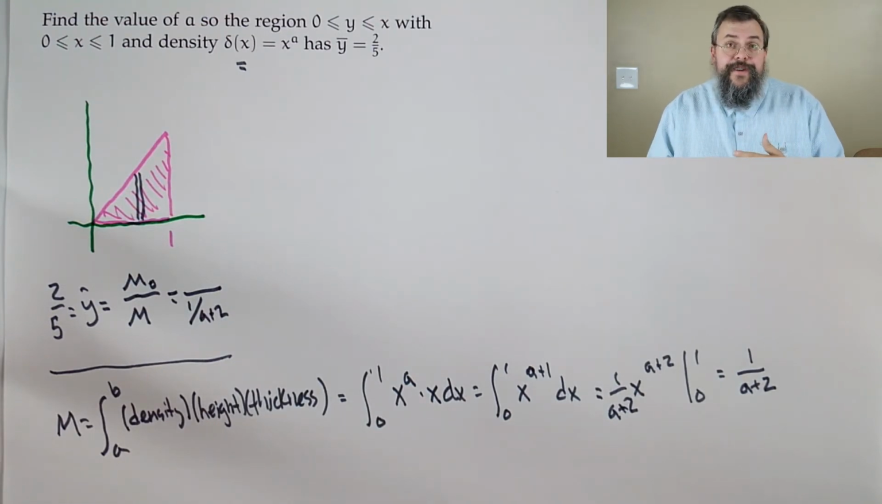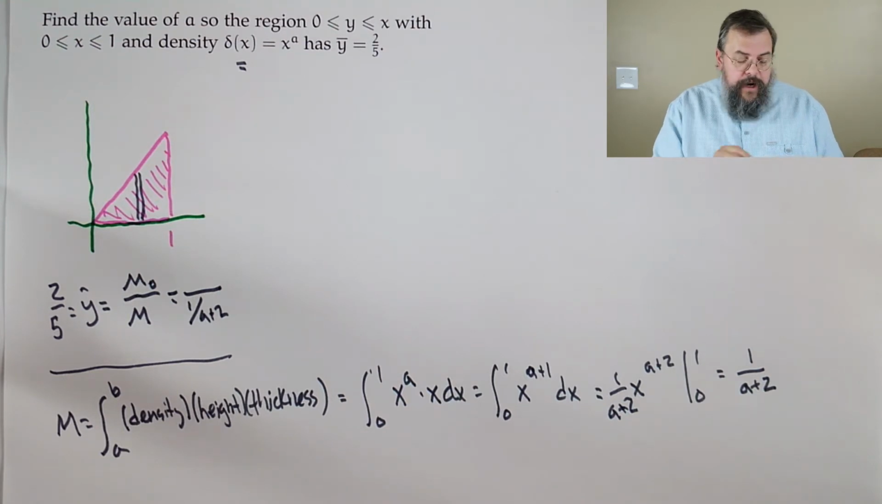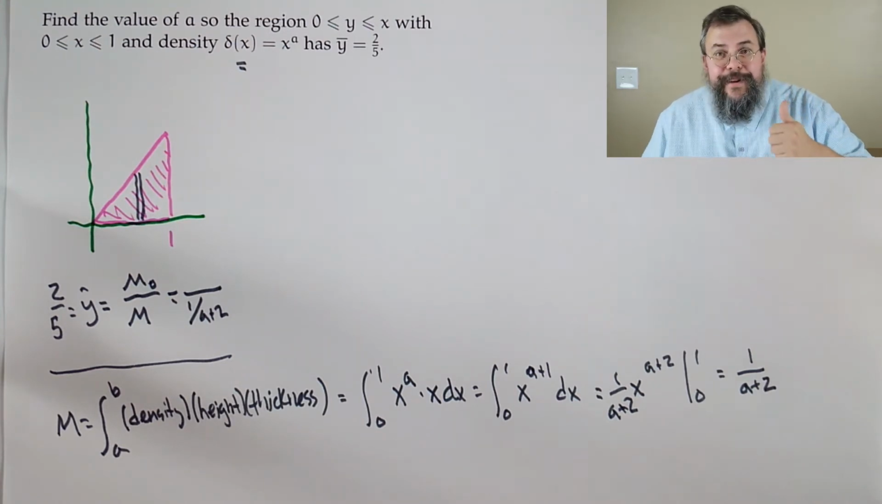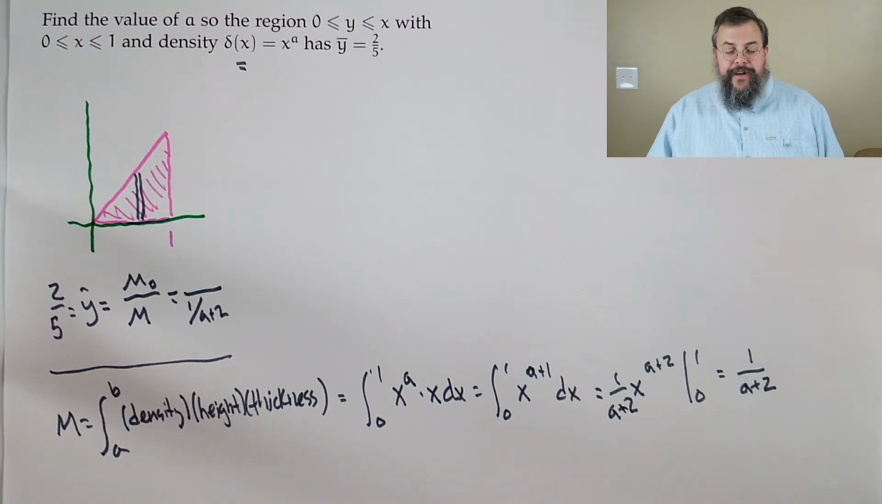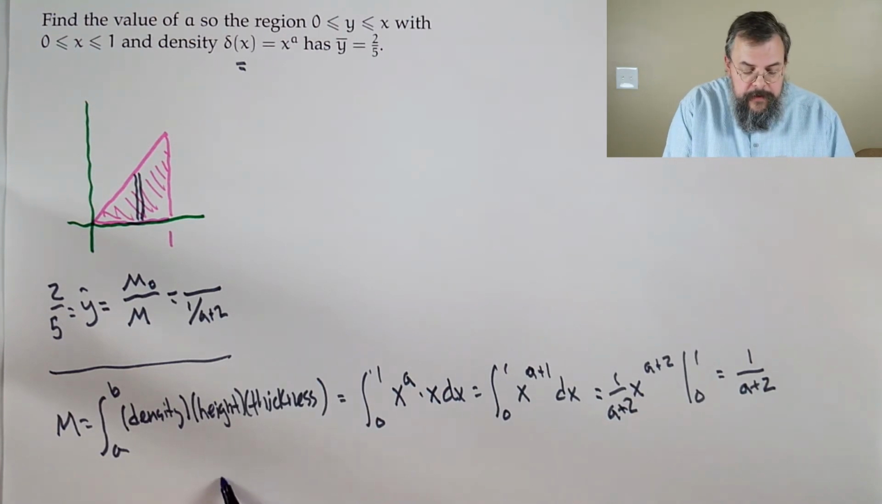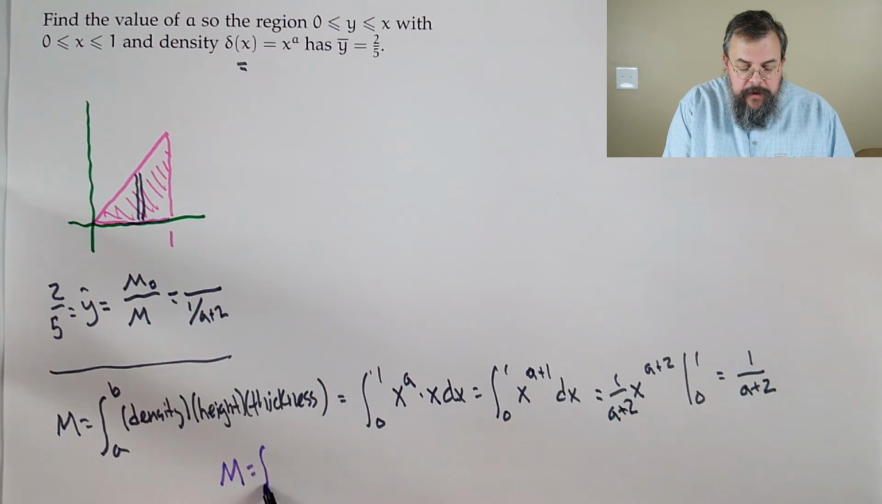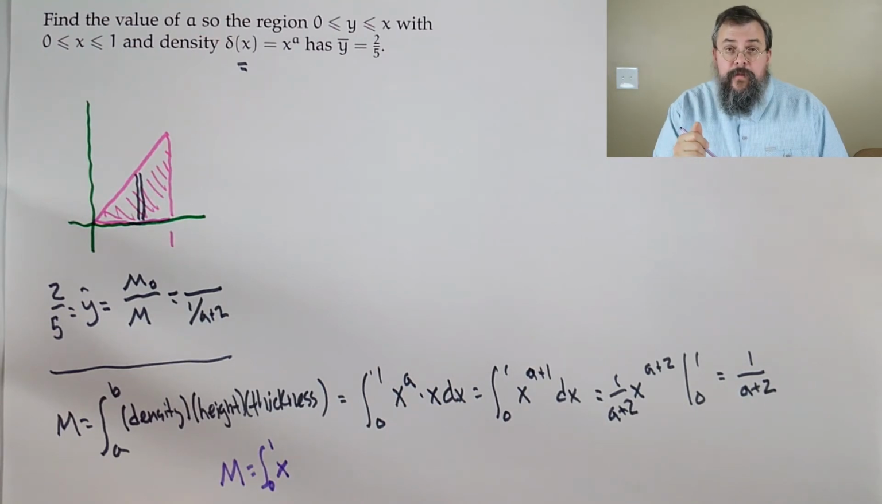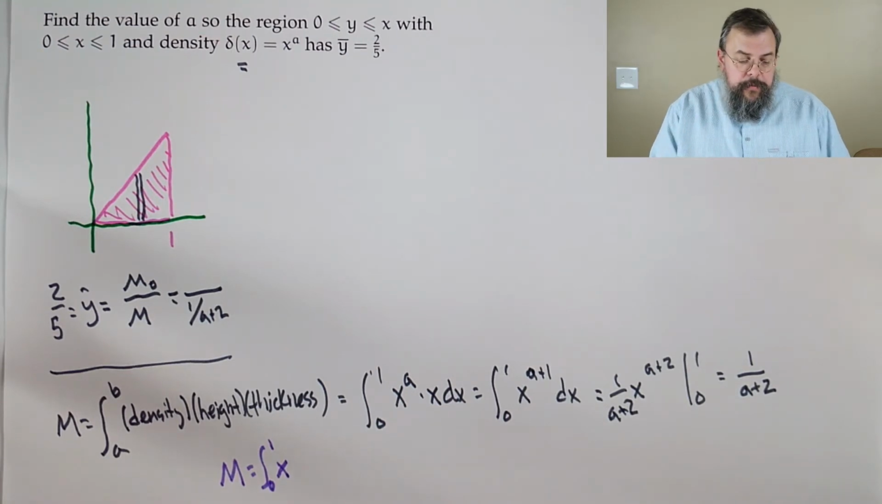Now we've got to do the moment. So the good news is the moment is almost identical. So we won't write it fully out. What's the only difference? When we're doing the moment, there's one extra piece of information that we have to take into account. That one piece of information is location. So for the moment, it's going to be the same integral, 0 to 1, but we add one piece, x. So that's our moment.